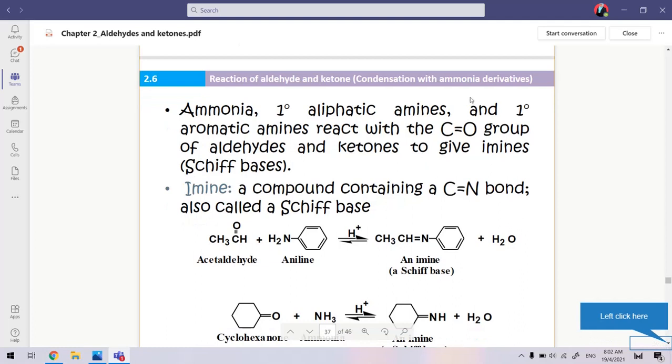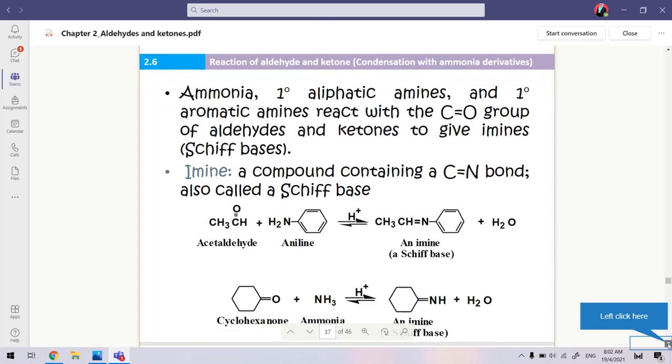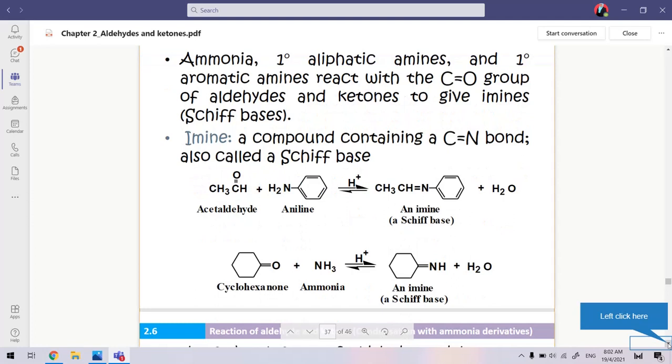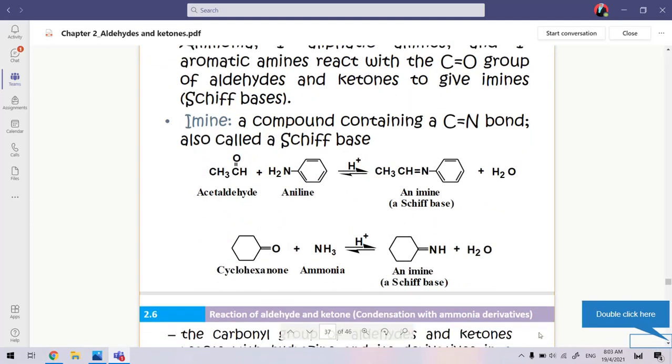And for ammonia, a primary aliphatic amine and a primary aromatic amine react with a C double bond O, an aldehyde or ketone, to give an imine, a Schiff base. An imine is a compound containing a C double bond N, also called a Schiff base. Okay, this one we call aniline.